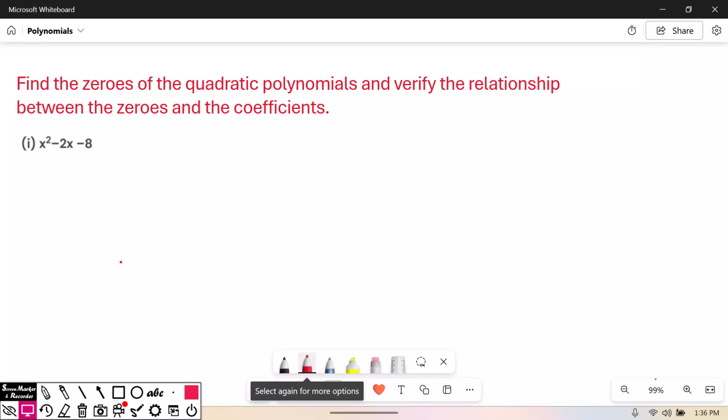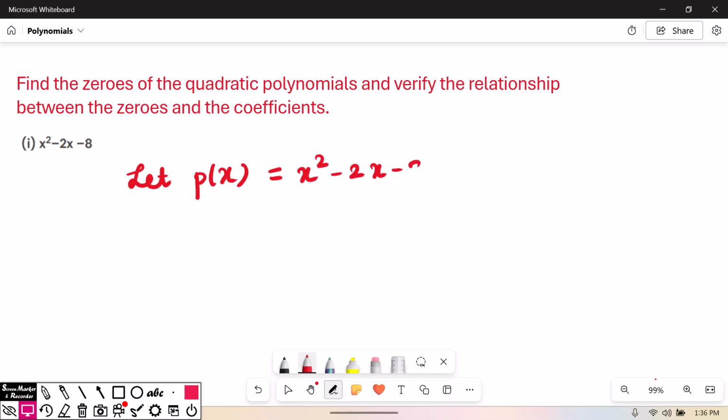Hello everyone. In today's lesson, we'll be discussing finding the zeros of quadratic polynomials and verifying the relationship between the zeros and the coefficients. So the given quadratic equation is x square minus 2x minus 8. I'll consider p of x equals x square minus 2x minus 8.